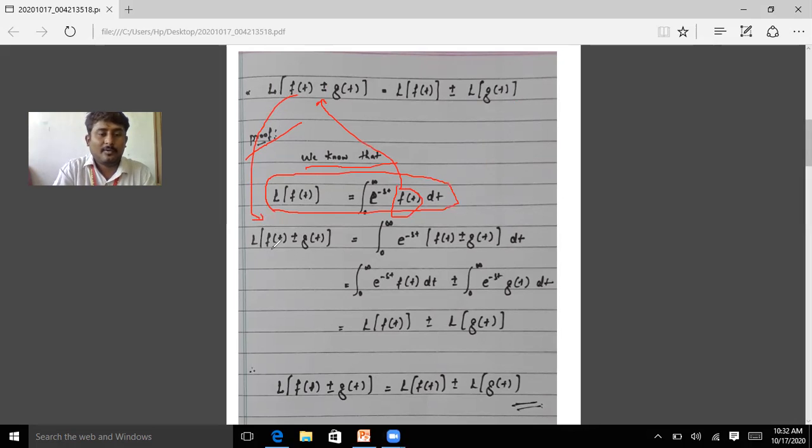Laplace transformation of f of t and g of t. It may be addition or subtraction. Okay, so when we substitute the values here, the integral over 0 to infinity of e to the power minus st, and the function is f of t plus or minus g of t. So here the addition or subtraction, whatever it is there.